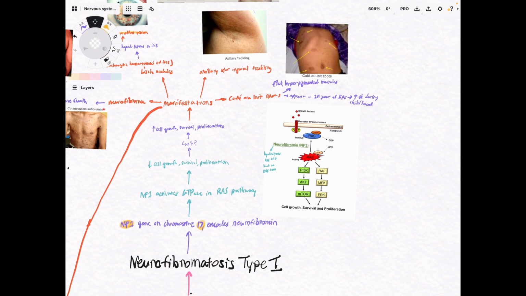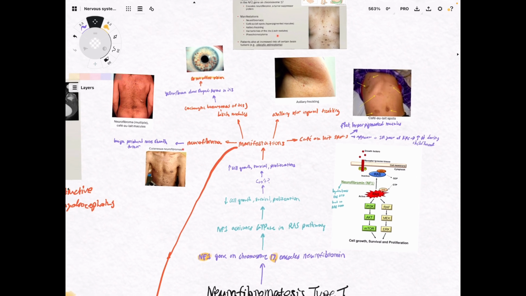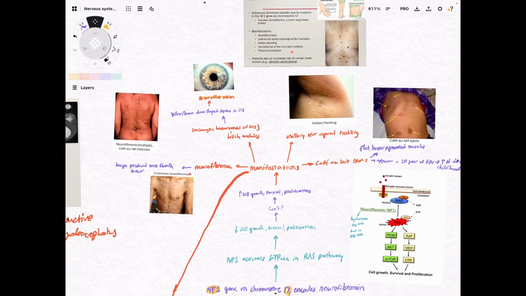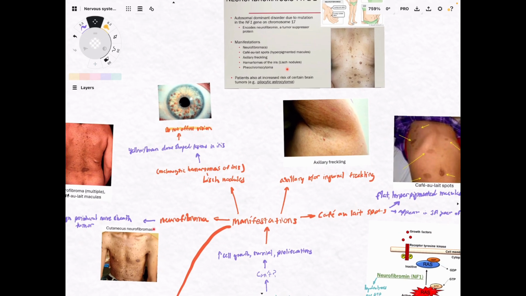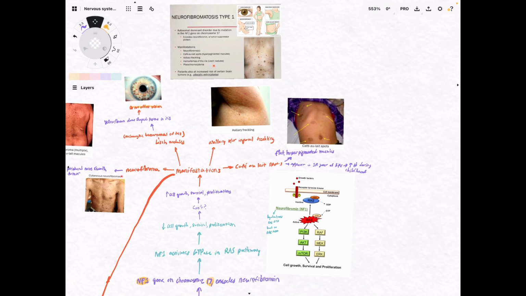If that can't work, you're going to have increased cell growth, increased cell survival, and increased cell proliferation. And that's what causes all of these tumors seen in neurofibromatosis type 1, which include neurofibromas, which are just these benign nerve sheath tumors here. You can see café-au-lait spots, which are basically darkened macules on the body. And then you can have Lisch nodules, which show up as tumors within the iris of the eye. And then you can have axillary freckling, so freckling in the axillary region.